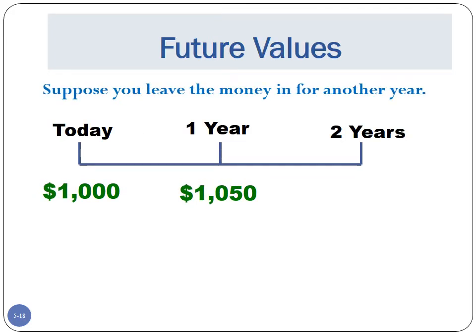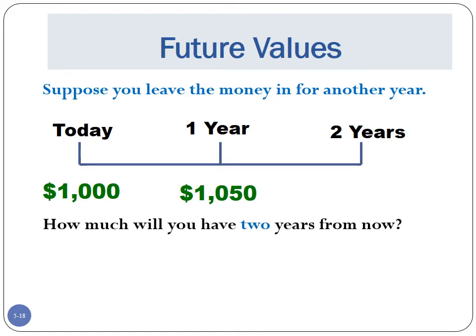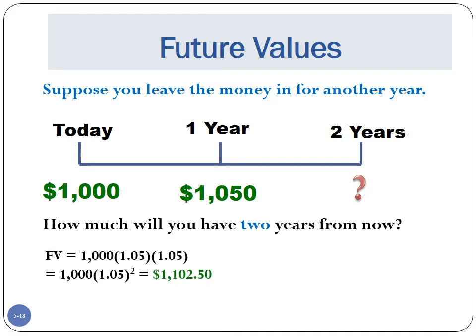And suppose you leave the money in for another year. How much will you have 2 years from now? Future value then is 1.05 times 1.05, or 1.05 squared times $1,000, which is $1,102.50.